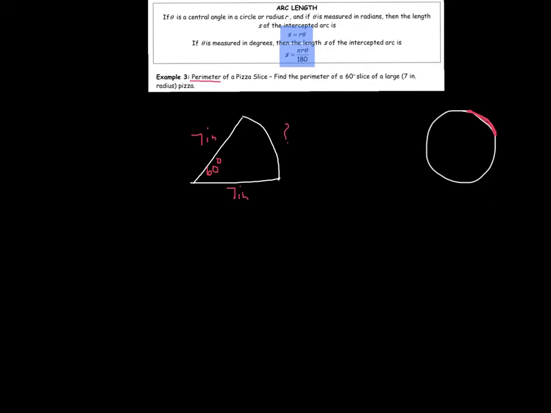Well, the angle is given to us in degrees, so we should use the bottom formula. All right, so what is that formula? Well, S is equal to pi times r, and r is 7, times theta, which is 60, divided by 180.